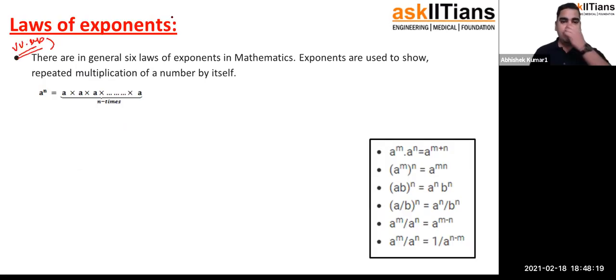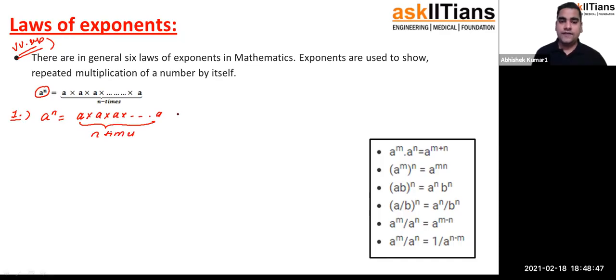So basically, we are going to study some important rules of exponent. I will be taking an example in each case to make it more clear for you guys. So first rule is, what is the meaning of a raised to the power n? A raised to the power n means we are multiplying this a n times. N times means whatever the power is actually.